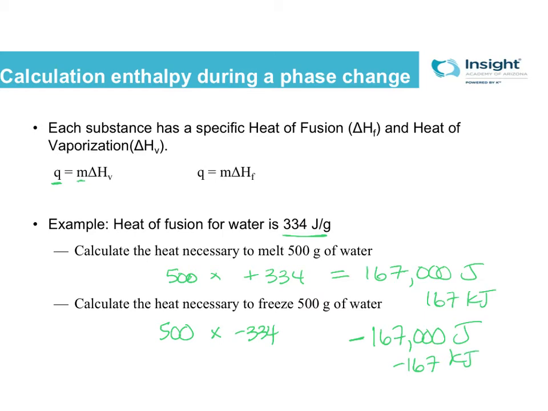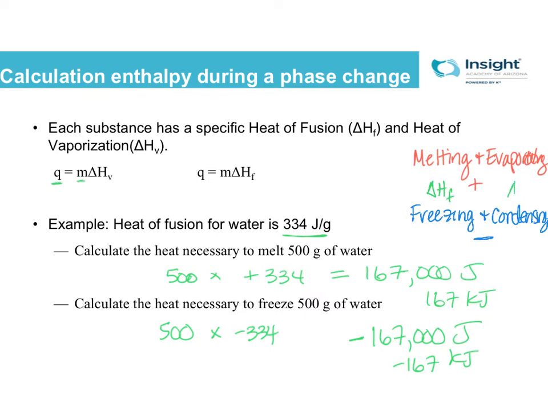Hopefully you can just think your way through this, but if it helps, melting and evaporating, those are positive. Freezing and condensing, you're going to have negative values for your heat of fusion, which is these guys, or your heat of vaporization, which is those guys.